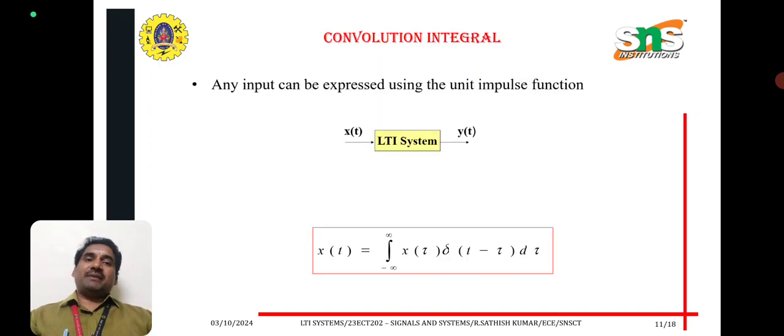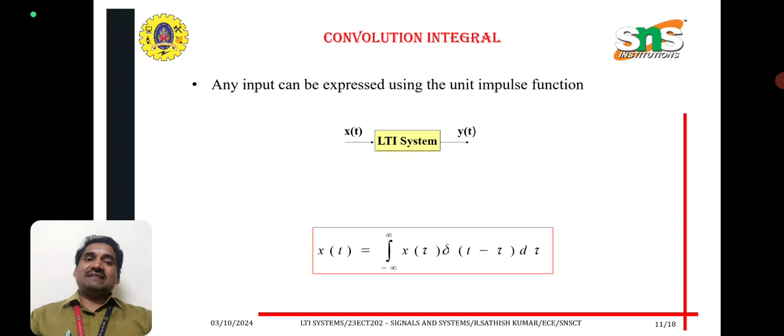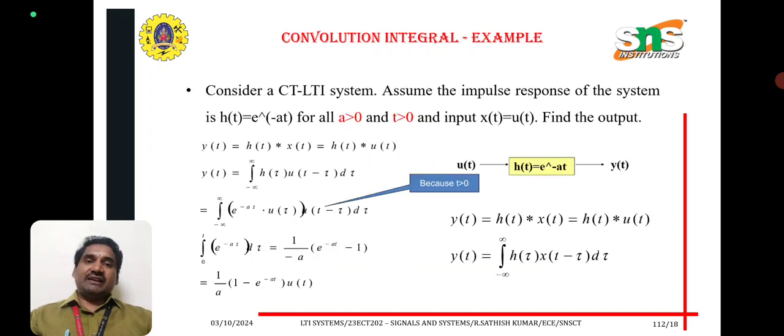Any input can be represented by the unit impulse function, that is, x of t is equal to the sum of weighted impulses. While applying it to the LTI system, it produces the output y of t. Convolution integral: while applying the convolution, y of t is equal to h of t convolved with x of t, h of t into u of t.